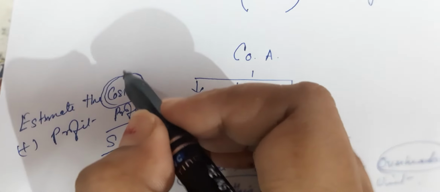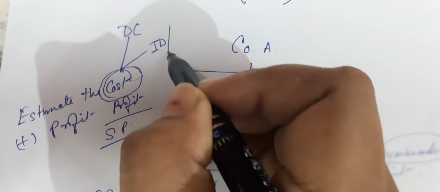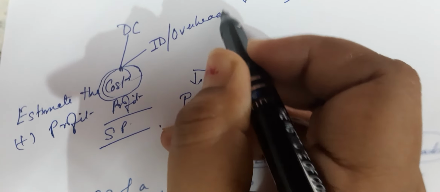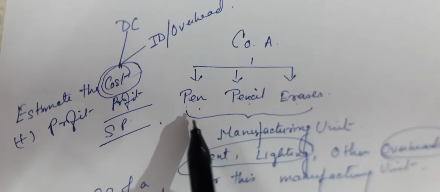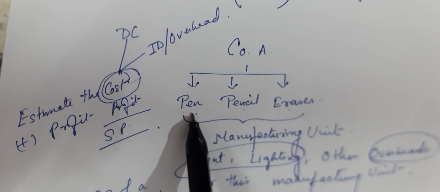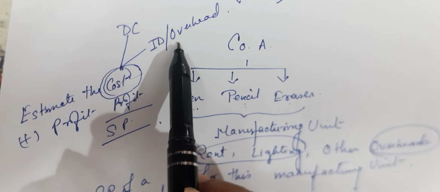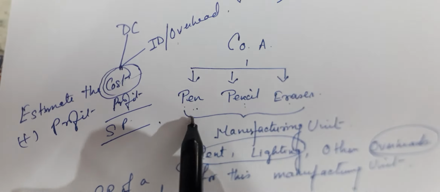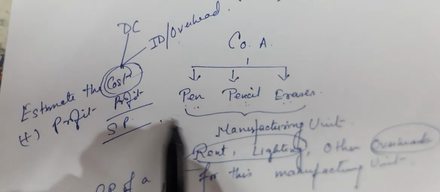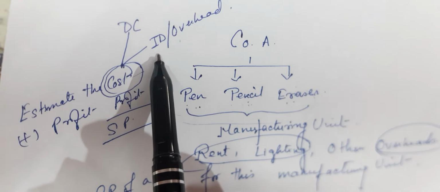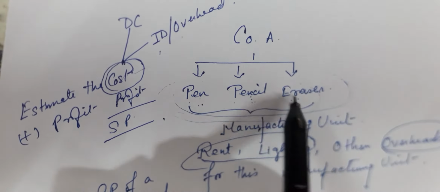Now cost can be divided in two parts: direct cost and indirect cost. Indirect cost means overhead. Direct costs are those costs which are allocated to this product directly. Means we know how much direct cost has been incurred for pen, how much for pencil, how much for eraser. Now our task is to divide the indirect cost, which cannot be individually allocated to the product, which is as a whole. The indirect expenses incurred for these three items as a whole, and you cannot divide it equally.